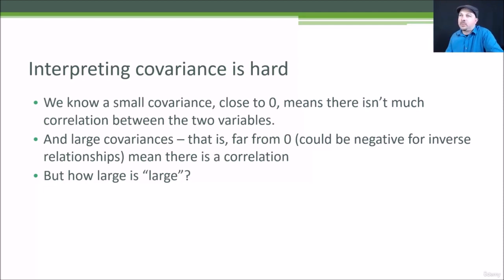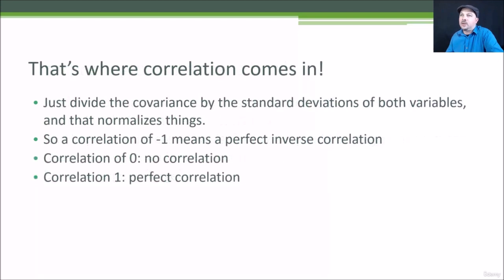So that's a problem that correlation solves. It normalizes everything by the standard deviation of each attribute. And by doing so, I can say very clearly a correlation of -1 means that there's a perfect inverse correlation. So as one value increases, the other decreases, and vice versa. A correlation of 0 means there's no correlation at all between these two sets of attributes. And a correlation of 1 would imply a perfect correlation, where these two attributes are moving in exactly the same way as you look at different data points.